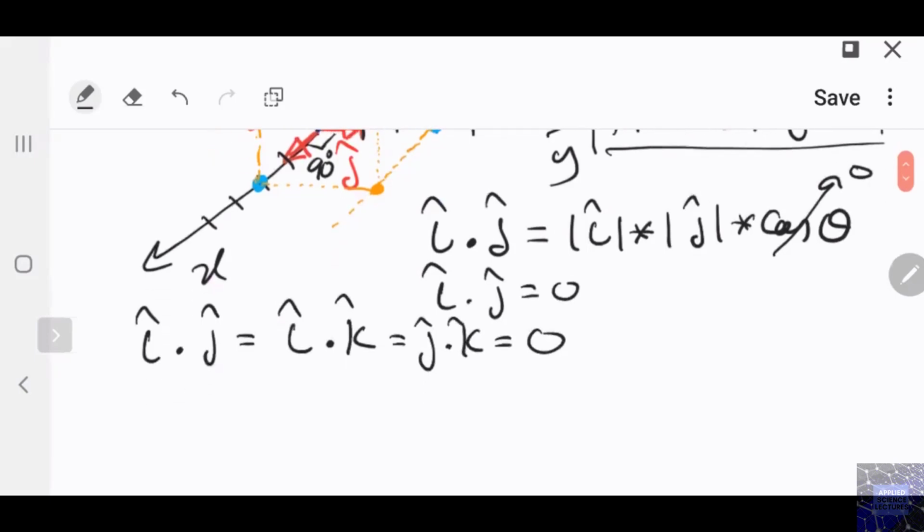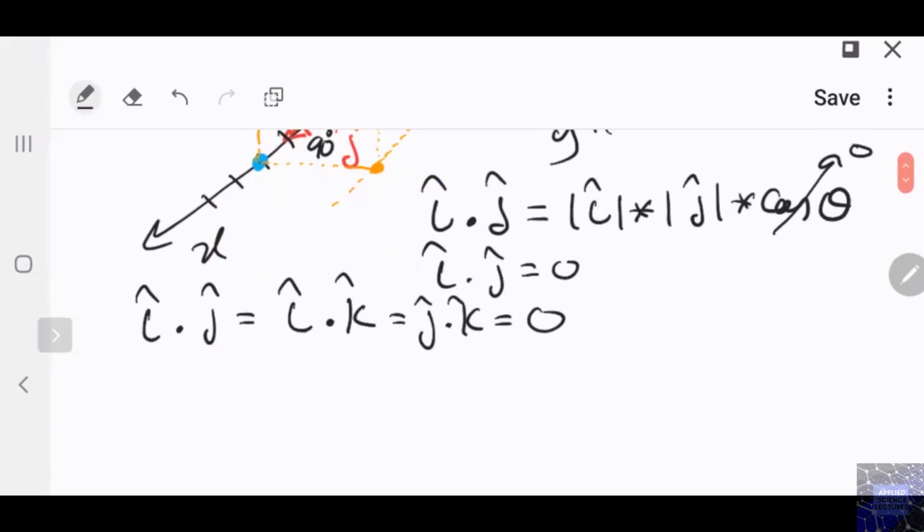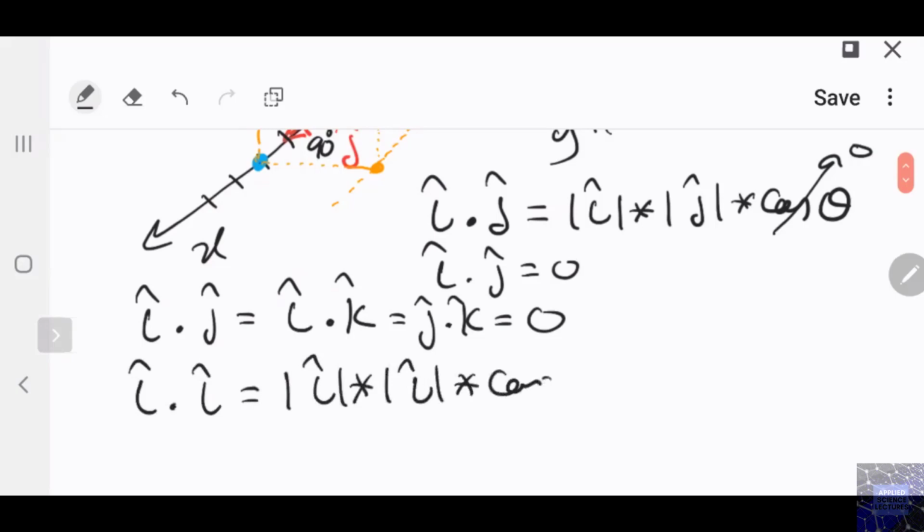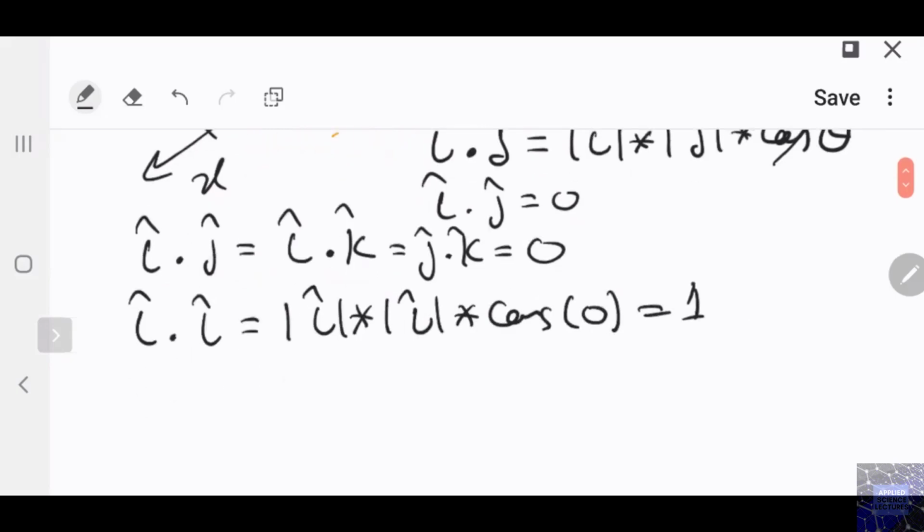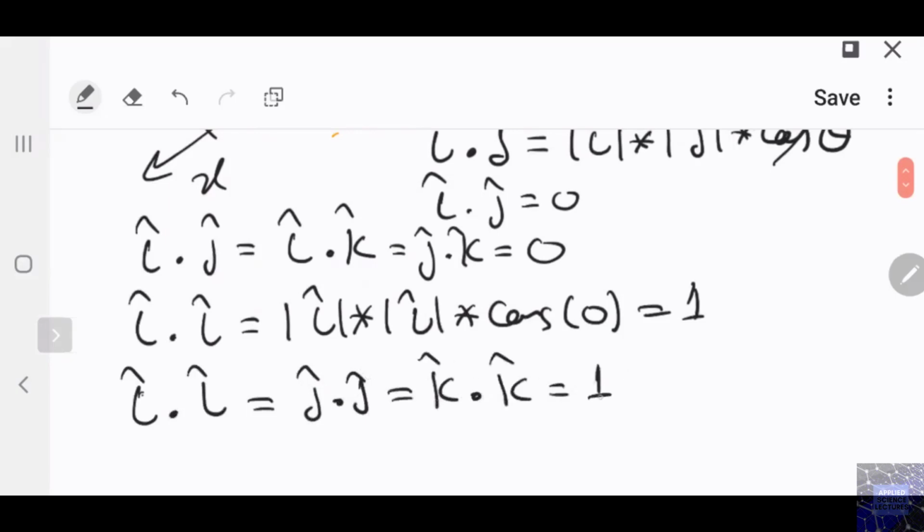However, if you take the dot product between any unit vector and itself, it is going to be 1. So i hat dot i hat equals i hat magnitude times i hat magnitude times cosine 0. And this is going to be 1, which means i hat dot i hat equals j hat dot j hat equals k hat dot k hat equals 1.